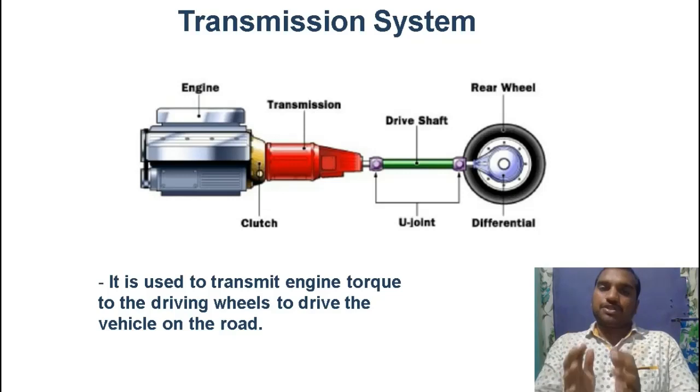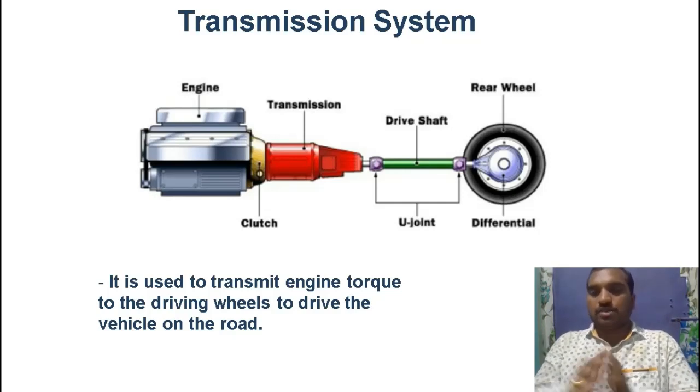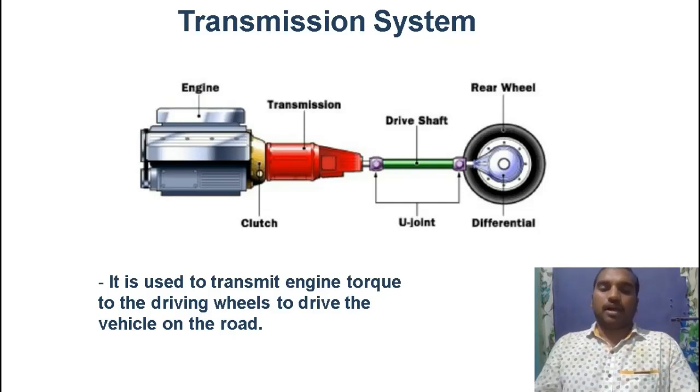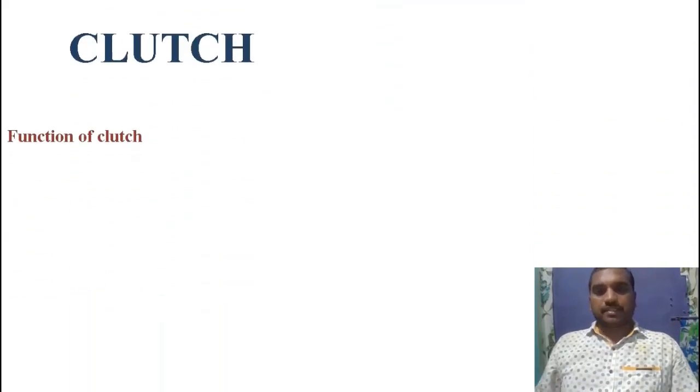So the transmission system is helpful to transmit the engine torque to the driving wheels to drive the vehicle on the road, right? Coming to the next slide. First we are going to discuss the clutch in the transmission system. Coming to the function.